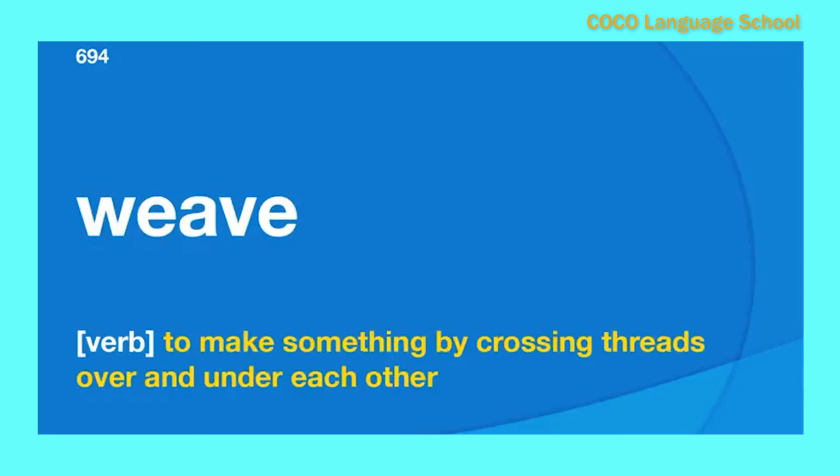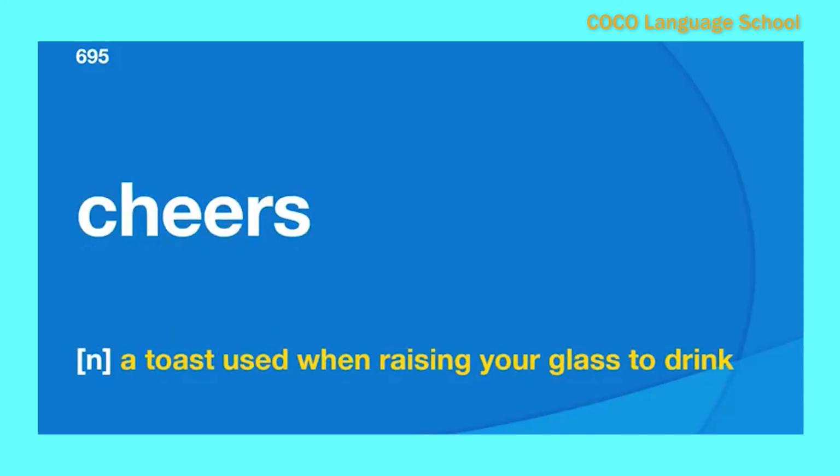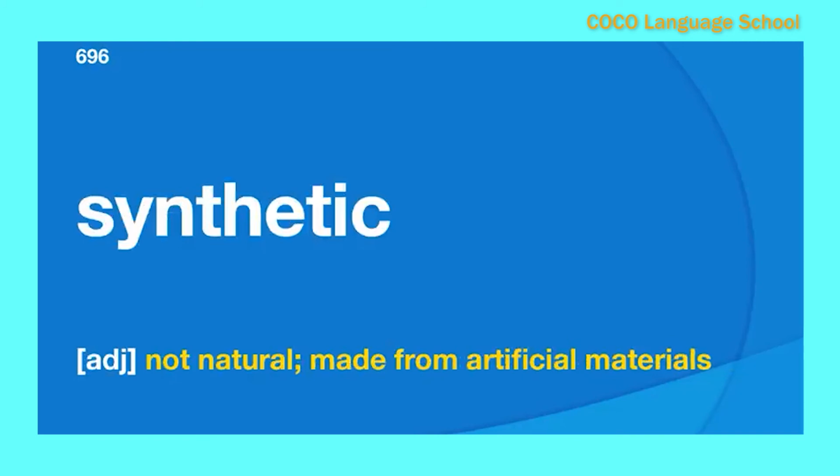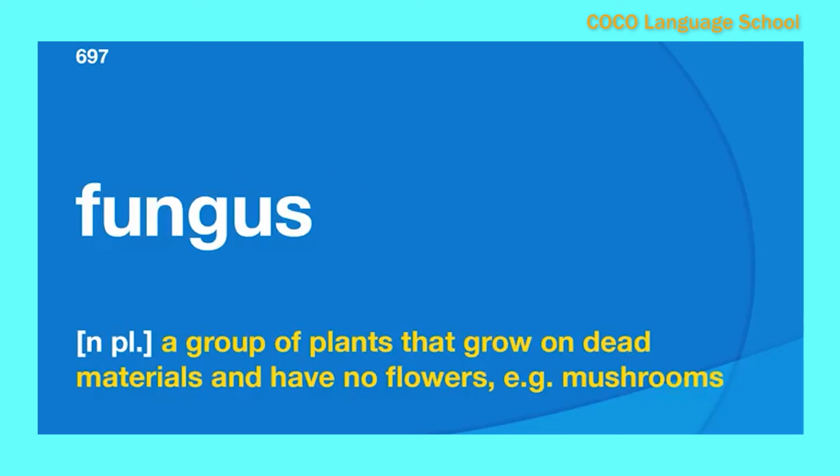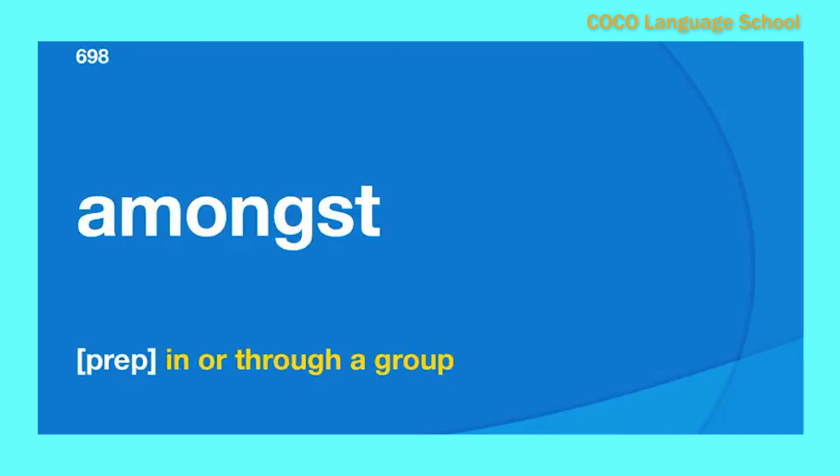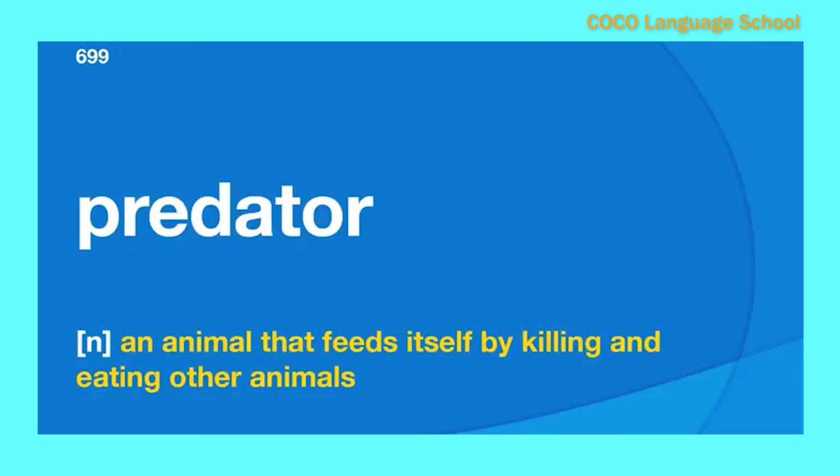To make something by crossing threads over and under each other. Weave. A toast used when raising your glass to drink. Cheers. Not natural, made from artificial materials. Synthetic. A group of plants that grow on dead materials and have no flowers, for example mushrooms. Fungus. In or through a group. Amongst. An animal that feeds itself by killing and eating other animals. Predator.